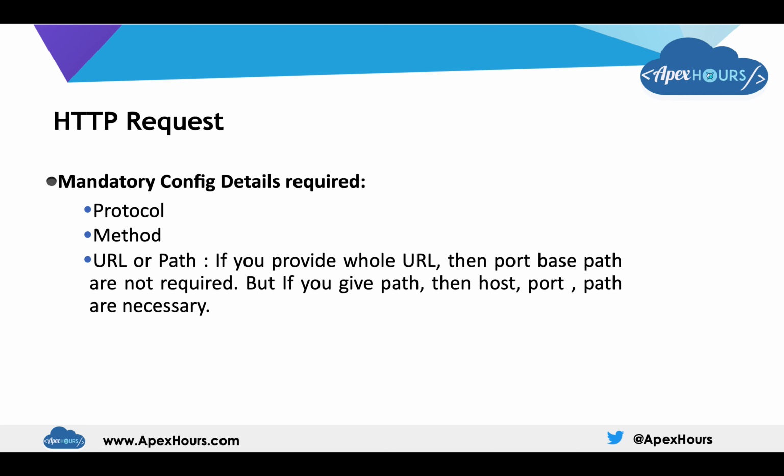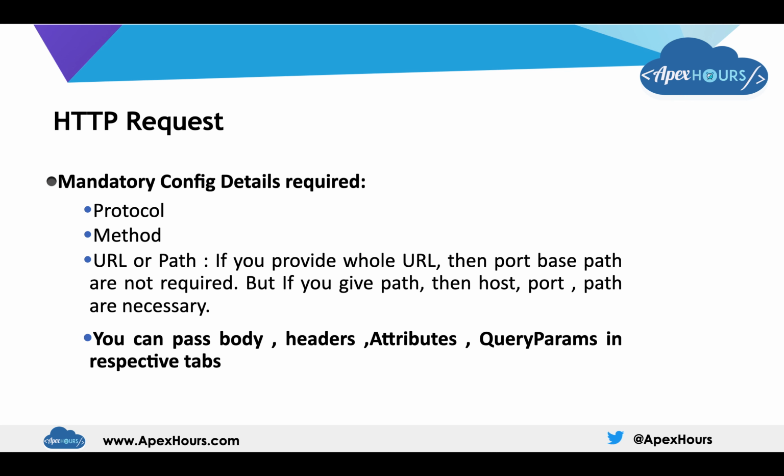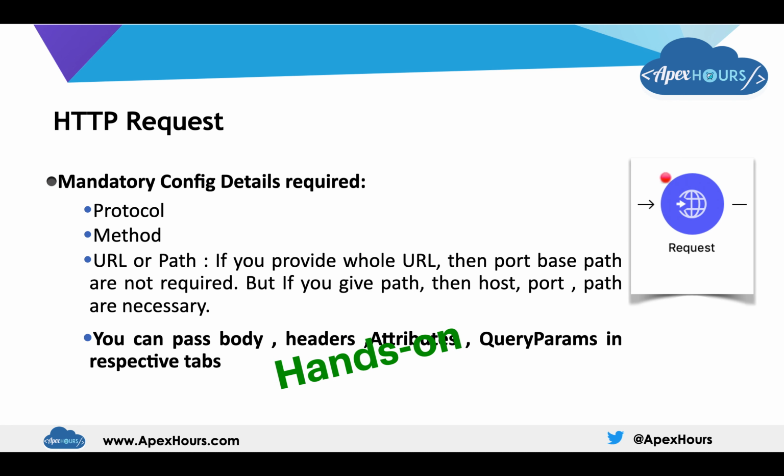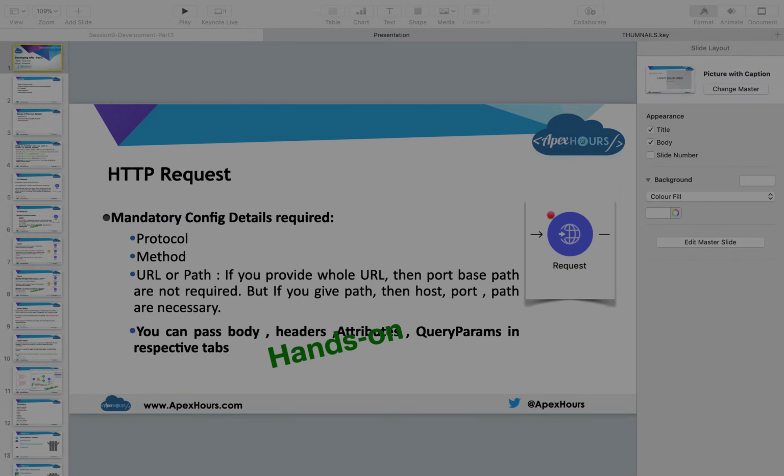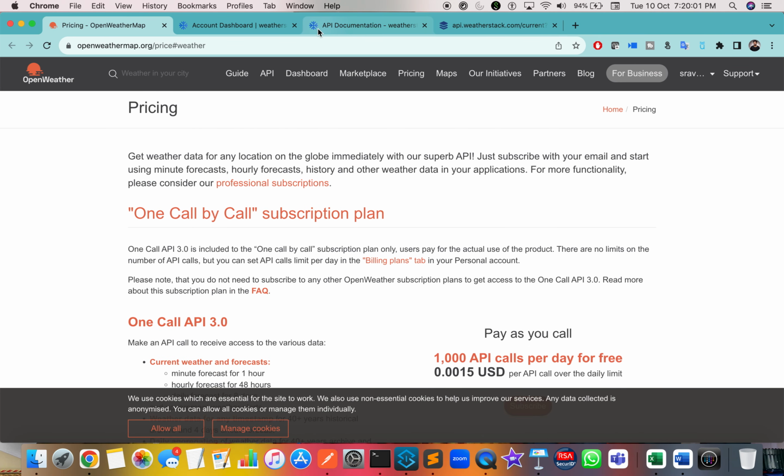I will show you in the hands-on section, but please remember, I always go with providing the whole URL, because I love that, it's very simple to configure. But it is always based upon the best practices that they are following in their organizations, so you can configure accordingly. All right, and you can pass body, headers, attributes, and query parameters in their respective tabs. We will see that in the hands-on, but all this time I'm talking about calling other web services. Then how do we call other web services?